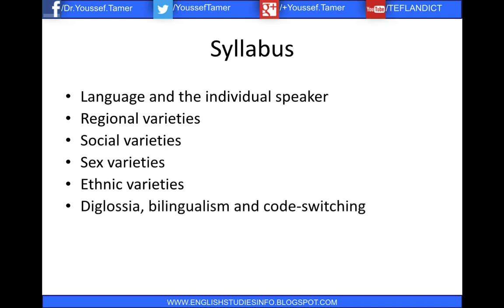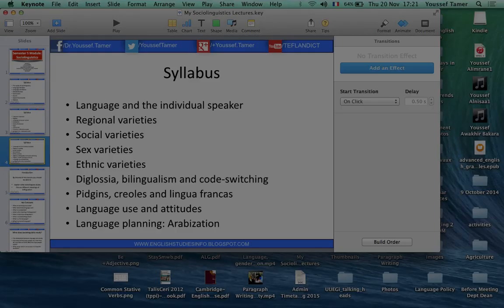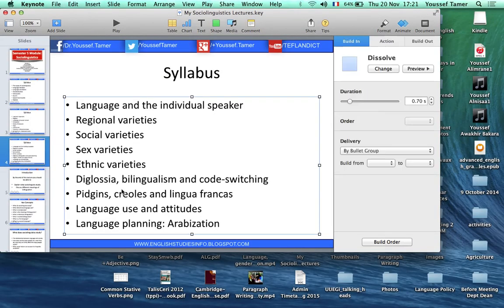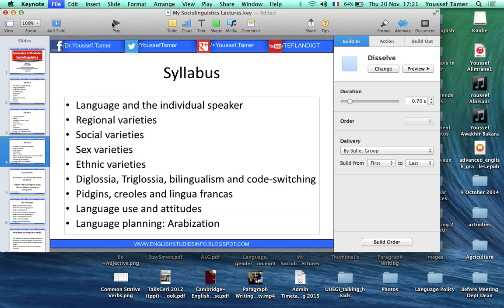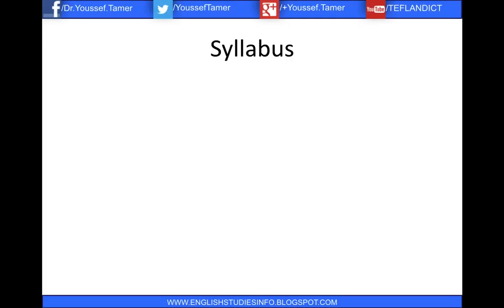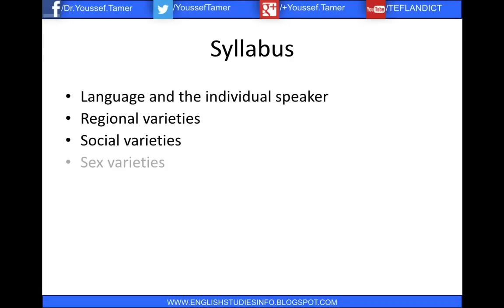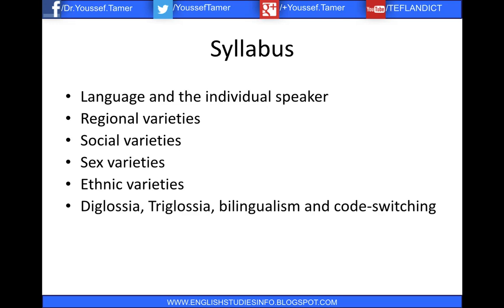Other concepts we will deal with are diglossia. I need to mention something else since we are talking about diglossia, because some people also talk about another concept, which is triglossia. Diglossia, triglossia, bilingualism, and code switching.